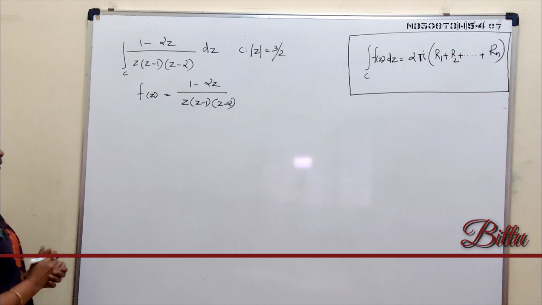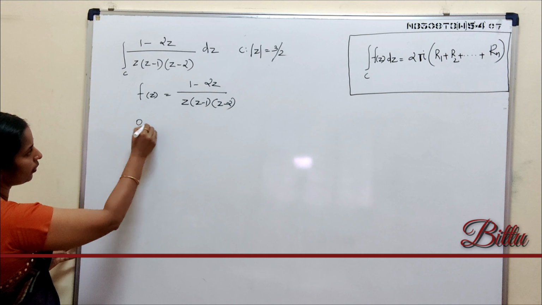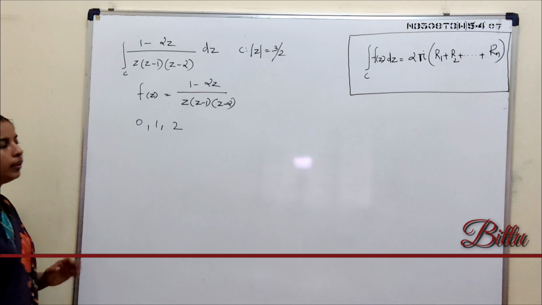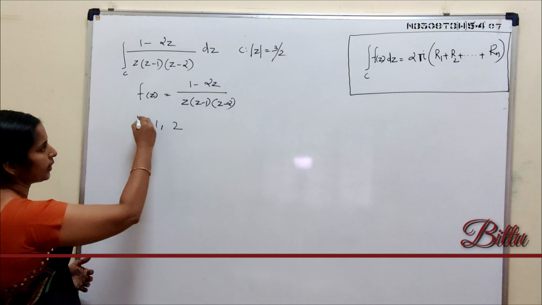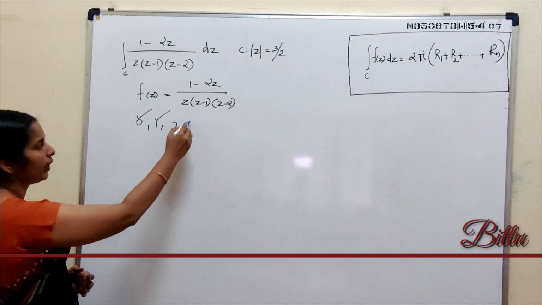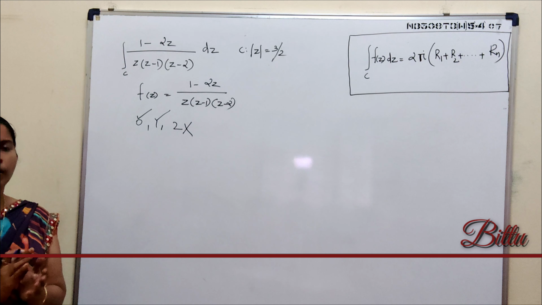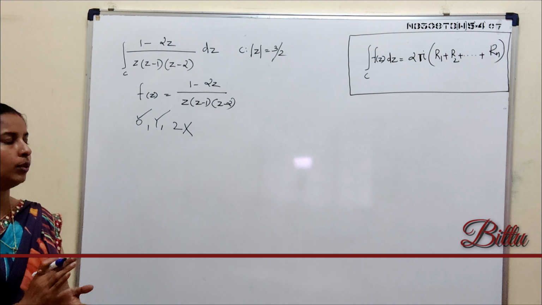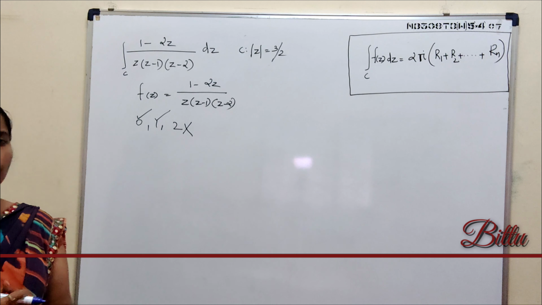Next, you analyze its singular points. Here, singularities are poles. Here, poles are 0, 1 and 2, and all these three poles are single poles. Next, you check which poles are within C. Clearly, 0 is a pole within C, 1 is a pole within C, but 2 is outside of C. We have to concentrate only on those poles which are within C. Here we have two poles which lie within C.